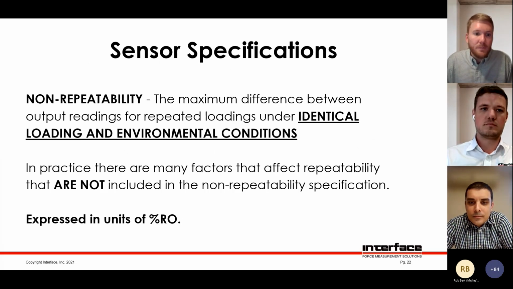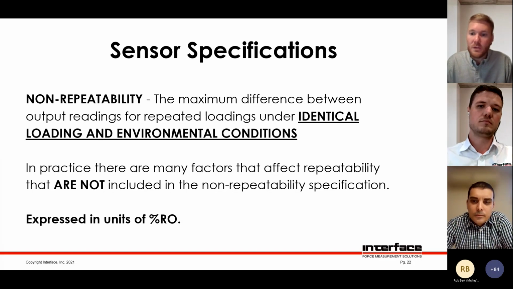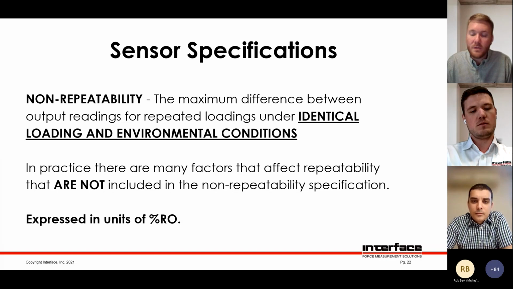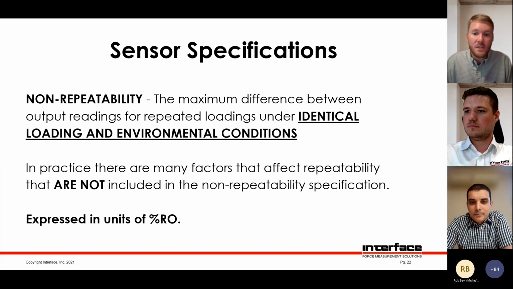So non-repeatability is the maximum difference between output readings for repeated load under identical loading and environmental conditions. It is an interesting specification. In practice, it is quite difficult to achieve, to exactly identify or to load exactly identical conditions. So the non-repeatability specs can be quite good in a load cell or a system, but it is usually not the case. It is expressed in percent of rated output, so the declared capacity of the load cell.